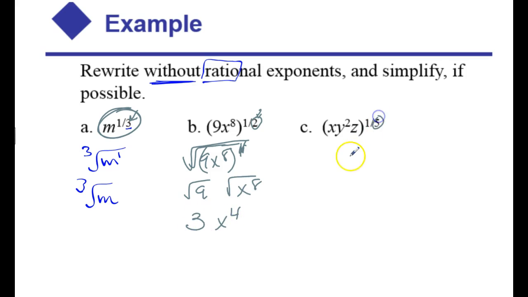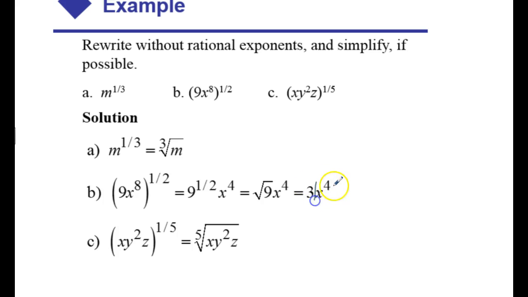And this is the fifth root of x, y squared, z. And I don't think we can do much with that, so I'll just leave that as the final answer. The only thing you may want to talk about is whether this should be in absolute value form or not.